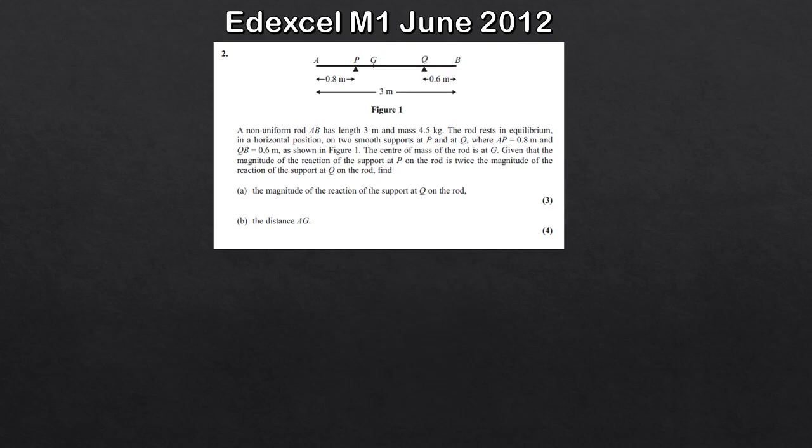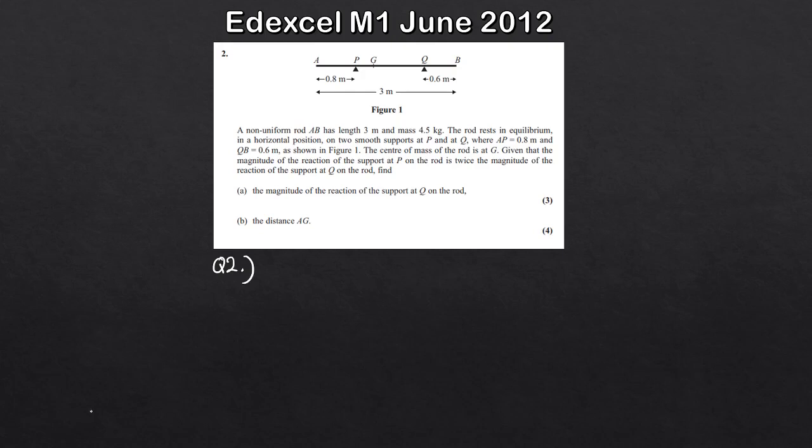We've got 3 questions here today, so let's jump straight into them. So this first question here, question 2. These are all from the old M1 papers. So there's question 2 here, 2 parts for it. What we've got here is a non-uniform rod. So make sure you understand the difference between uniform and non-uniform. Uniform just means the center of mass will be directly in the middle of the rod. Non-uniform, it will be at a different place along the rod.